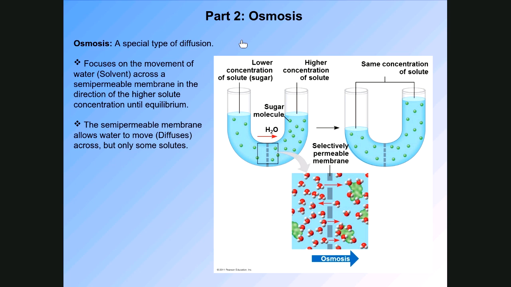Part 2 is going to focus on osmosis. Just like for the lecture, I want you to know the same definition for the lab. Osmosis focuses on the movement of the solvent water across a semi-permeable membrane in the direction of the higher solute concentration until equilibrium. Assume that the semi-permeable membrane always allows water to move or diffuse across it, but only some solutes. That's what this example is showing you.